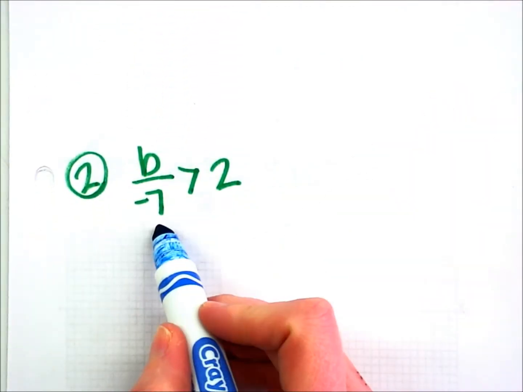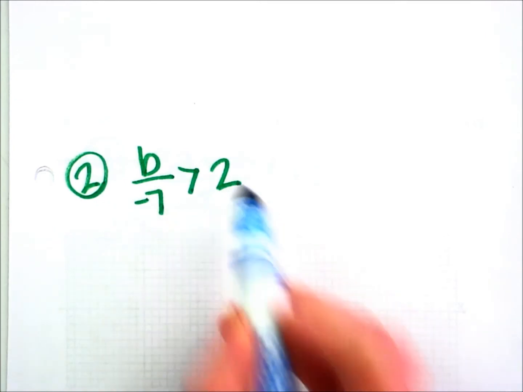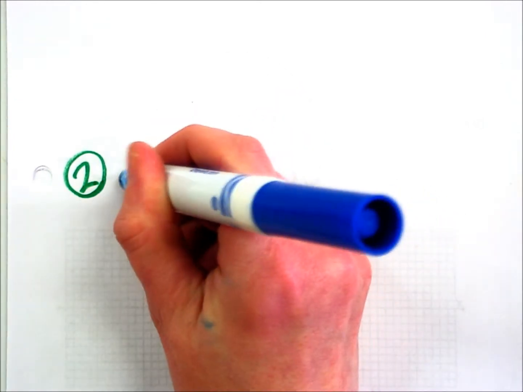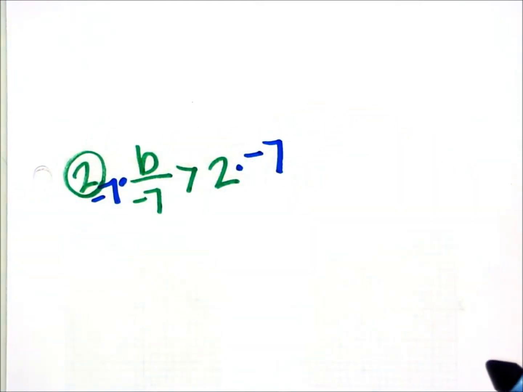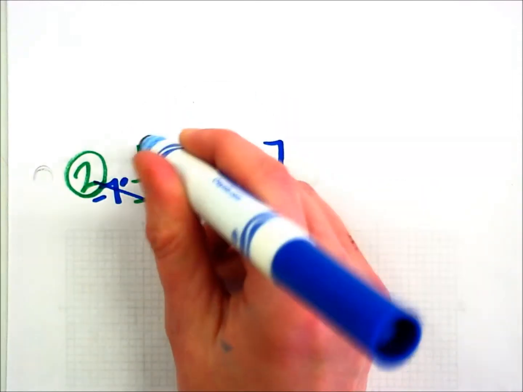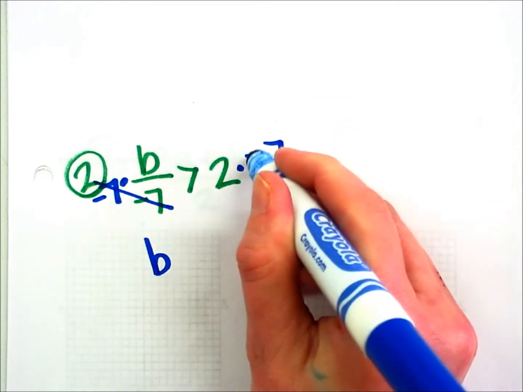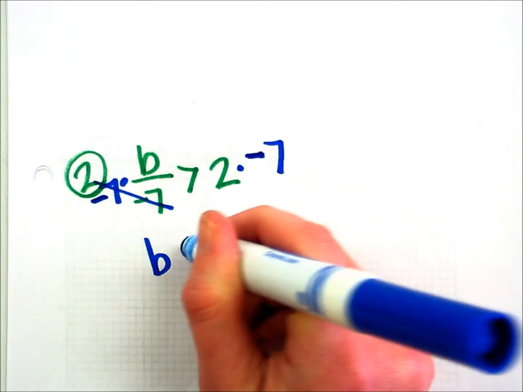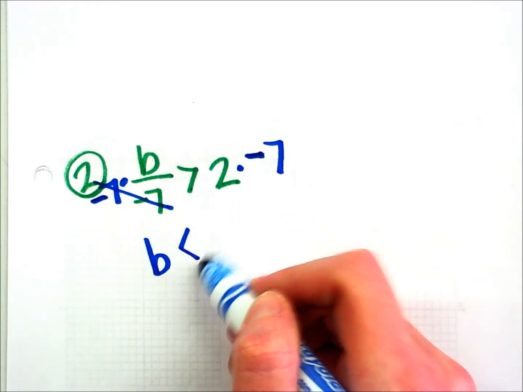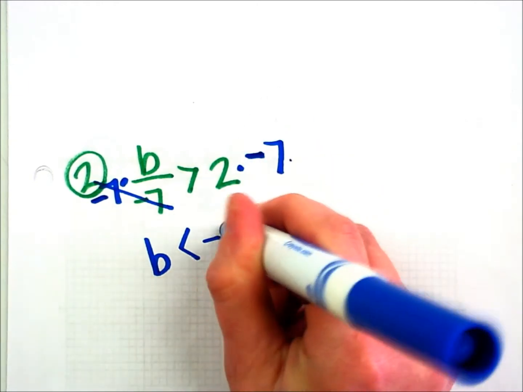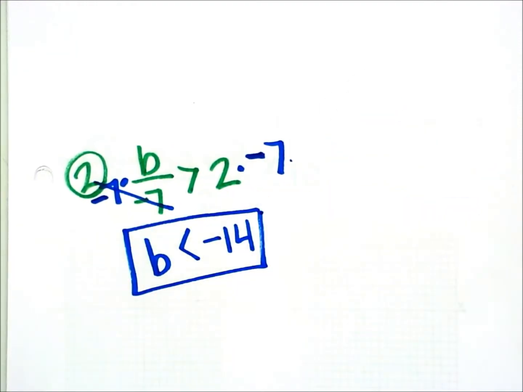In number 2, I have b divided by negative 7 is greater than 2. Solve this just like you would an equation. You need to multiply the equation, or the inequality this time, by negative 7 on both sides. This leaves me with b. And if you multiply or divide both sides by a negative number, the inequality symbol flips around. So instead of greater than, it becomes less than. And then 2 times negative 7 is negative 14. So b is less than negative 14.